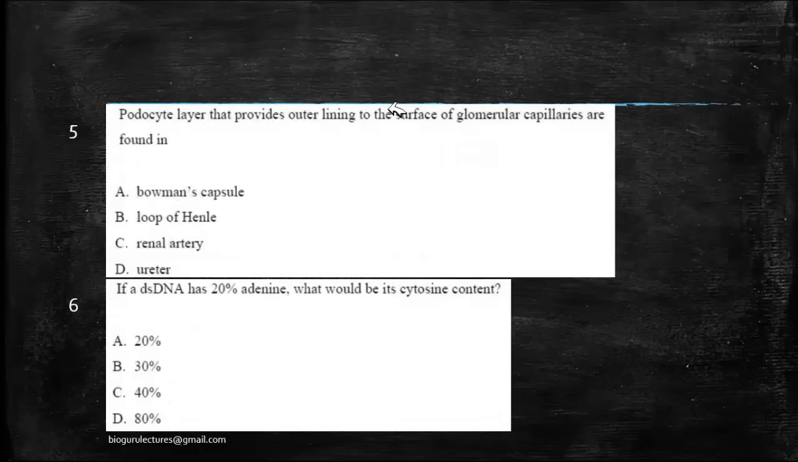The podocyte layer that provides the outer lining. Always remember the podocyte cells are chiefly present on the Bowman's capsule. So obviously the answer will be A.